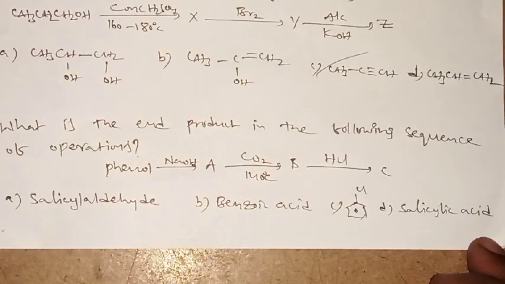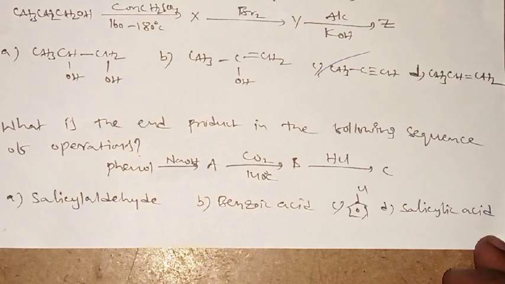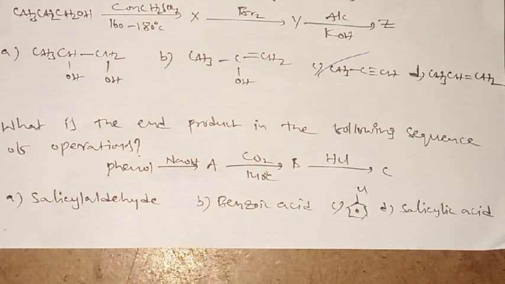What is the end product in the following sequence of operations? Phenol with NaOH gives A, CO2 at 140 degrees centigrade gives B, in the presence of HCl gives C. I think by looking at this, you can guess the named reaction also. What is the named reaction? This is the Kolbe-Schmitt reaction.